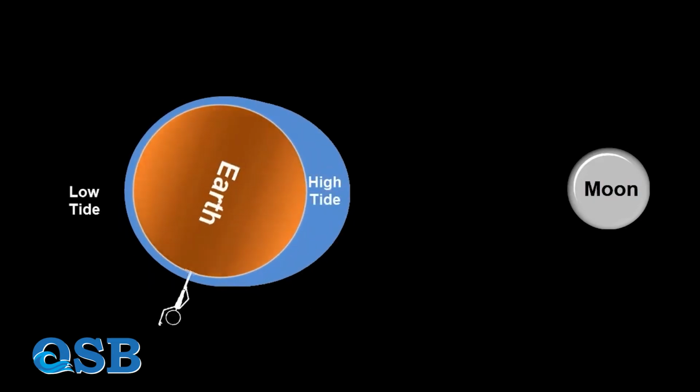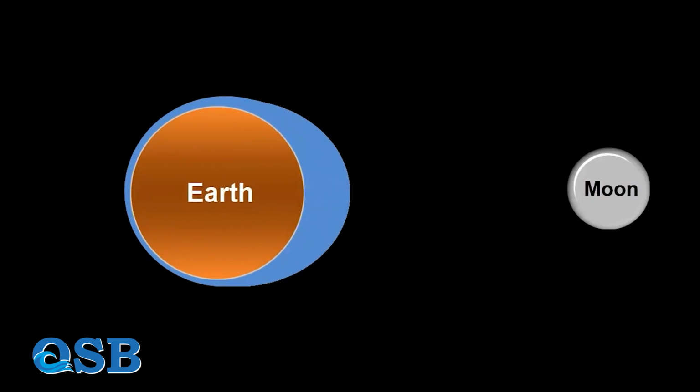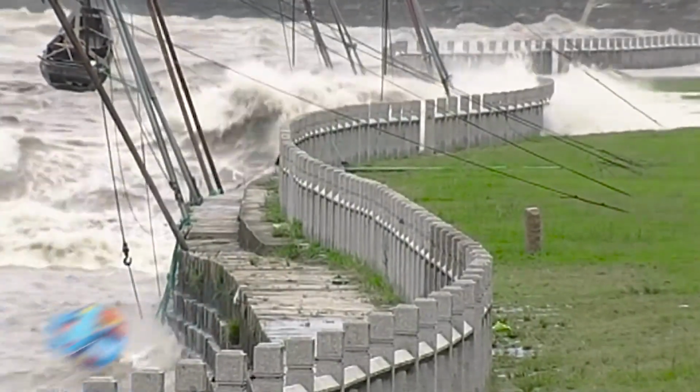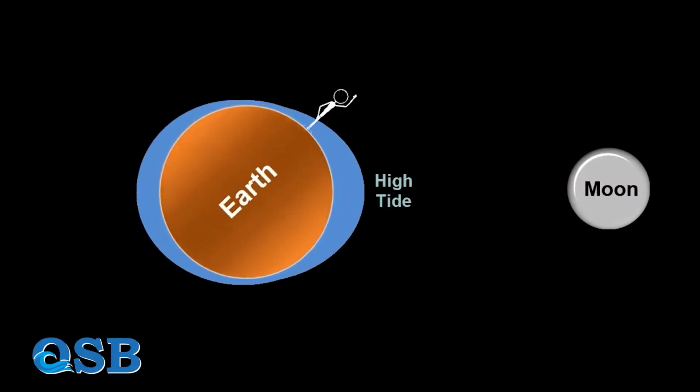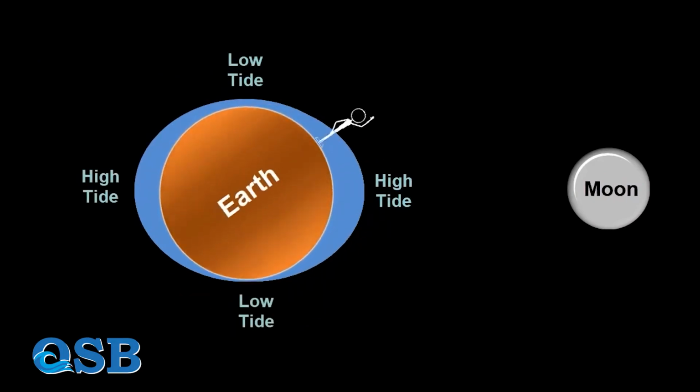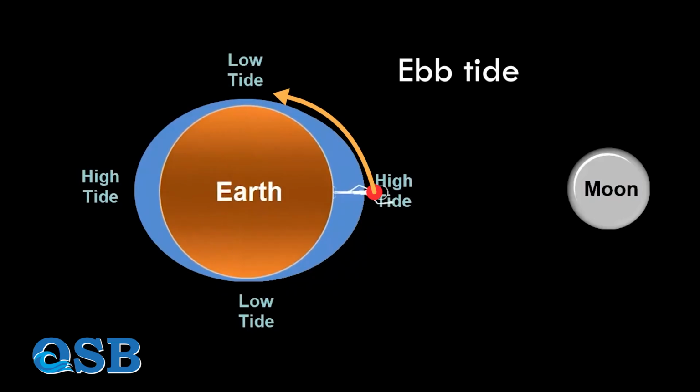Due to these differences in gravitational force, the ocean bulges outward simultaneously in two places. In ocean waters, these bulges are known as high tides. Low tides occur between these high tides. Ebb tide refers to the flow of water from high tide to low tide.